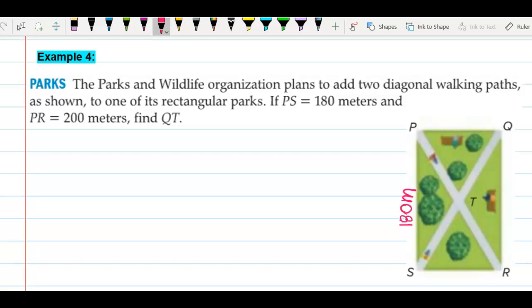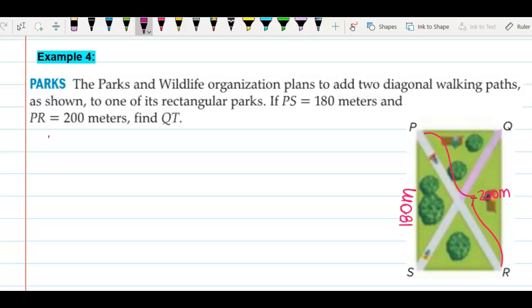Okay, and P to R, the whole piece here, is 200 meters. So we want to find QT. We're just looking for, I guess I could pick a different color, this piece right here, just QT. So QT is obviously part of one of our diagonals.